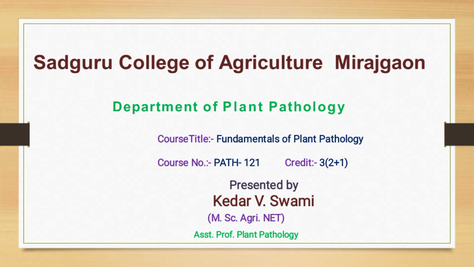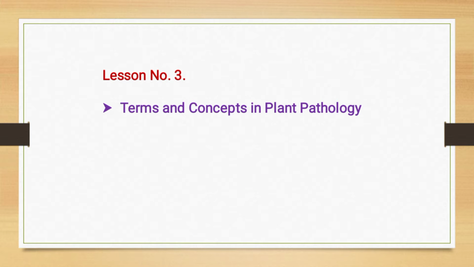Today we are going to see lesson number 3, that is terms and concepts in plant pathology. We are going to study the first course of our plant pathology, that is Path 121.